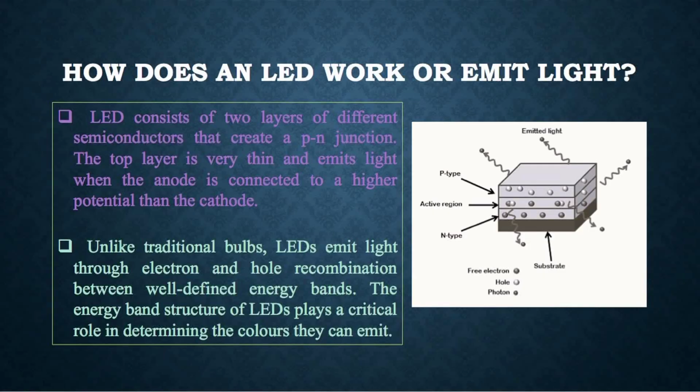So how does an LED work or emit light? An LED consists of two layers of different semiconductors that create a p-n junction. The top layer is very thin and emits light when the anode is connected to a higher potential than the cathode. Unlike traditional bulbs, LEDs emit light through electron and hole recombinations between well-defined energy bands. The energy band structure of LEDs plays a crucial role in determining the color they can emit.